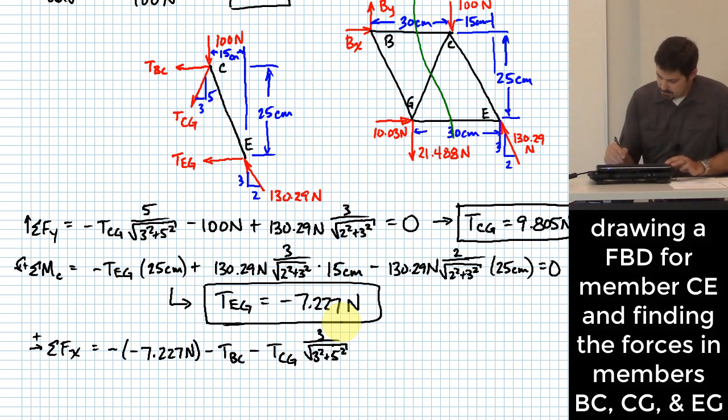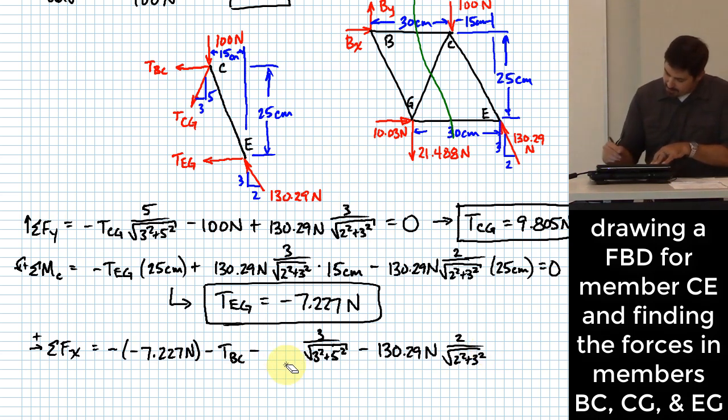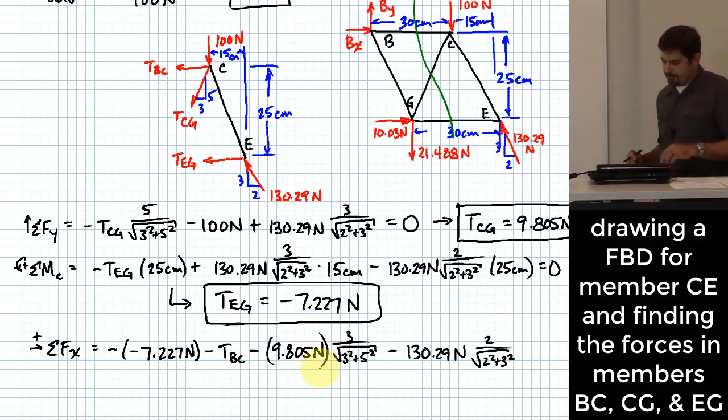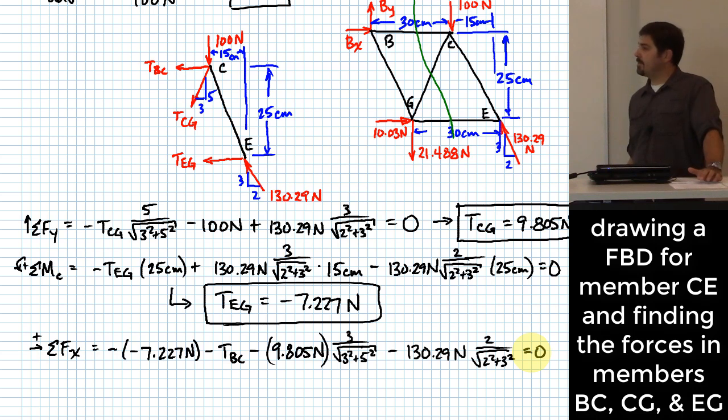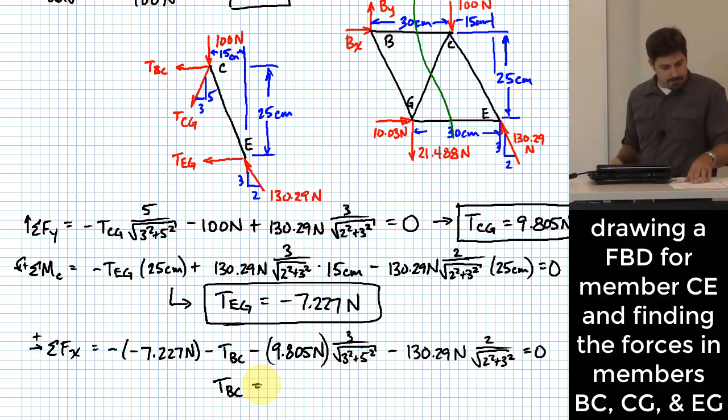What else? Minus 130.29 newtons times 2 over the square root of 2 squared plus 3 squared. And remember that TCG is something that we know, right? So I can plug that in. 9.805 newtons. All right, and this can be solved for TBC. And when you do that, it ends up giving you negative 70.09 newtons.